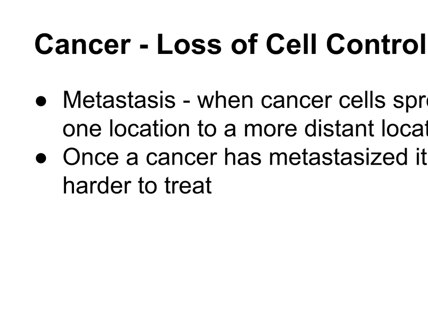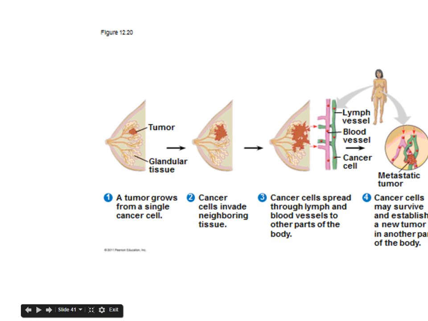Once a cancer has what we call metastasized, it is much harder to treat because it's like chasing a moving train. It just keeps going and you can't catch it. So this is showing a tumor in breast cancer. A tumor grows from a single cancer cell. Cancer cells invade neighboring tissues, then they spread through the lymph system or the blood vessels to other parts of the body, and now the cancer may survive in another part of the body. So it's like chasing a moving train.